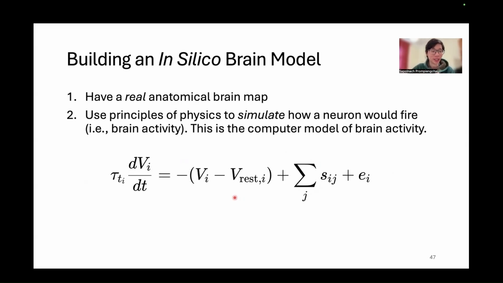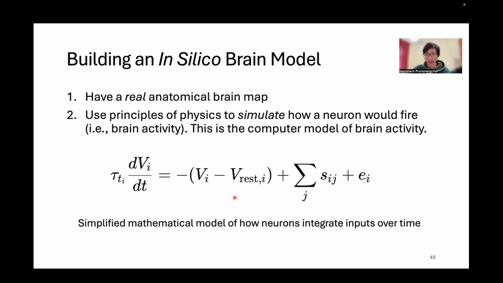So let's go one by one. I know this looks very complex, but this is essentially a simplified mathematical model of how neurons integrate inputs over time. This equation is what Dr. Toraga used to model the neuronal dynamics. I'm going to try to explain this so that you can gain an intuition. When I said simplified, it does not mean that I have simplified this equation.